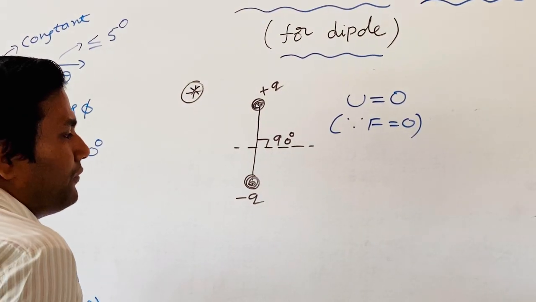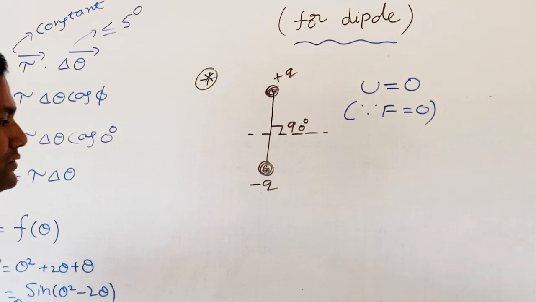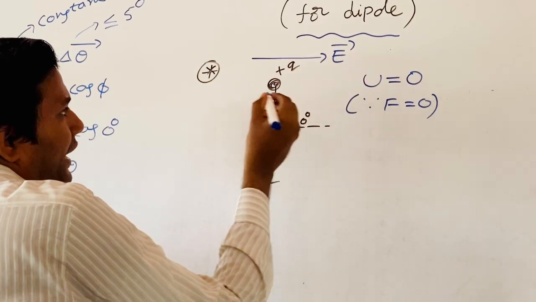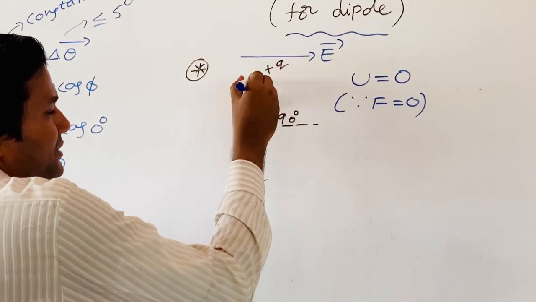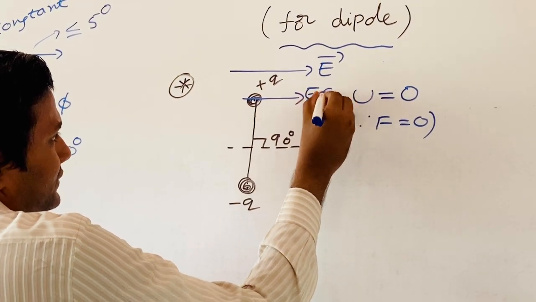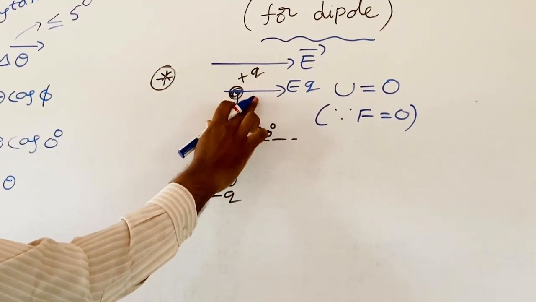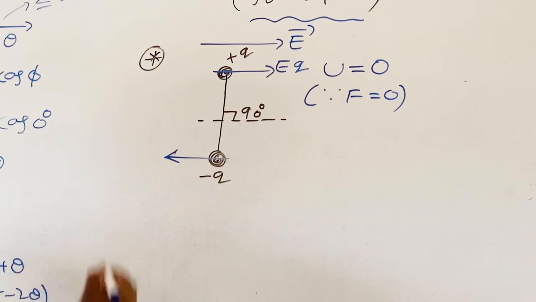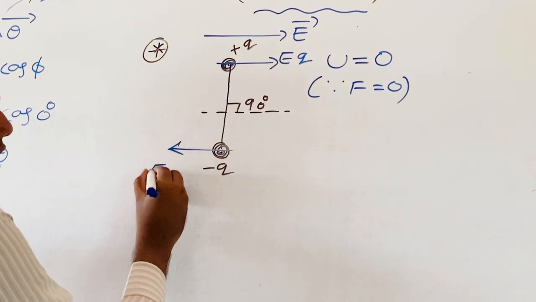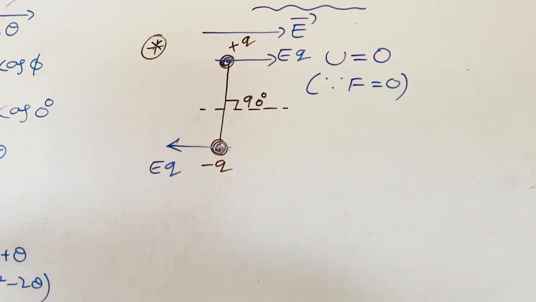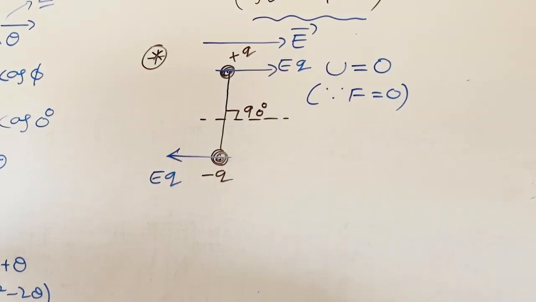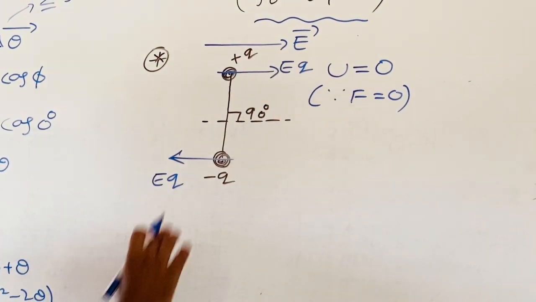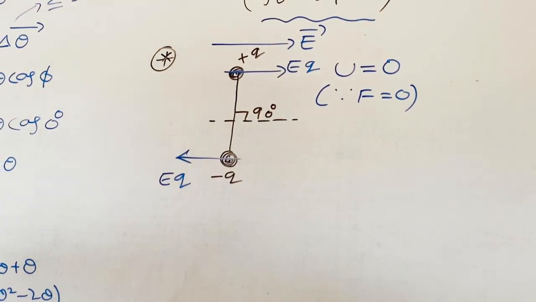Suppose I am applying some electric field here in this manner, this is E bar. At that time what will happen? This charge experiences a force in this direction, that is EQ. This is a positive charge, right? A positive charge experiences force in the direction of the electric field. Similarly, a negative charge experiences force in the direction opposite to the field. Still the net force is 0. This dipole is in what type of equilibrium? Translational equilibrium. But due to these forces, this dipole experiences some torque.